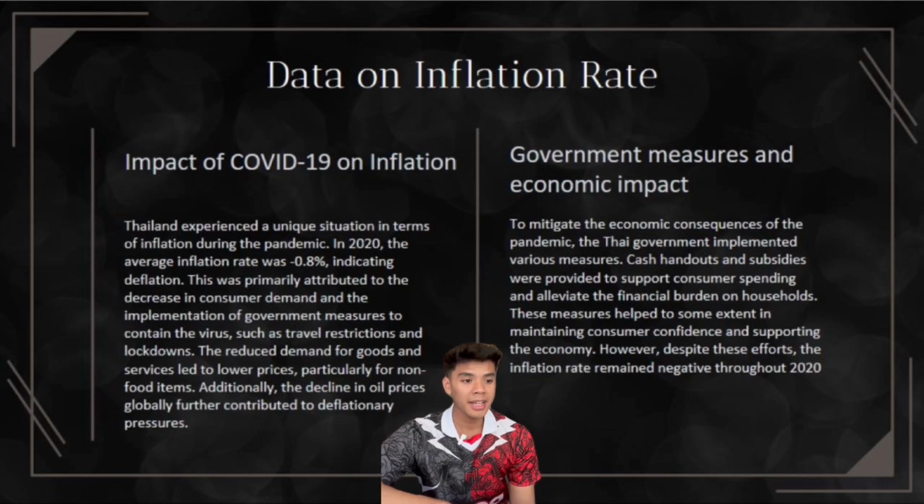Government measures and economic impact. To mitigate the economic consequences of the pandemic, the Thai government implemented various measures. Cash handouts and subsidies were provided to support consumer spending and alleviate the financial burden on households. These measures helped to some extent in maintaining consumer confidence and supporting the economy. However, despite these efforts, the inflation rate remained negative throughout 2020.